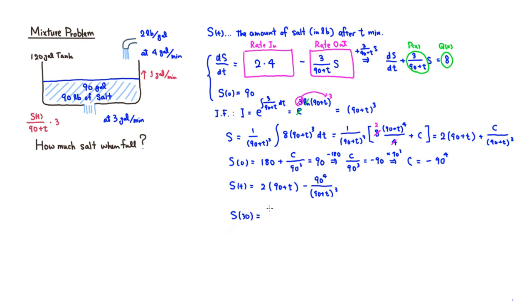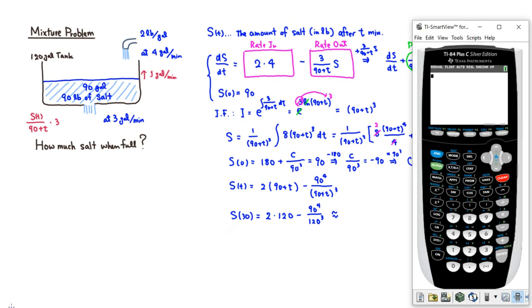So this is going to be 2 times, put 30 there, so it's going to be 120, minus 90 to the 4th power over, again the same thing, 120 cubed. Let's find this value using a calculator. We need to compute 2 times 120, which is 240, and then subtract 90 raised to the 4th power divided by 120 raised to the 3rd power. Let's hit enter. It came out to be about 202 pounds.